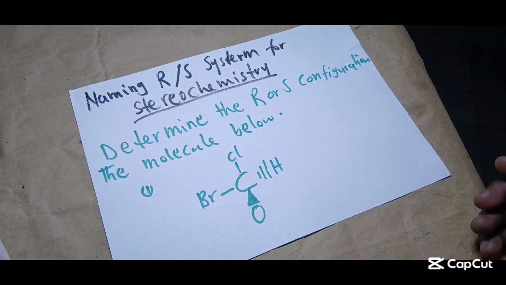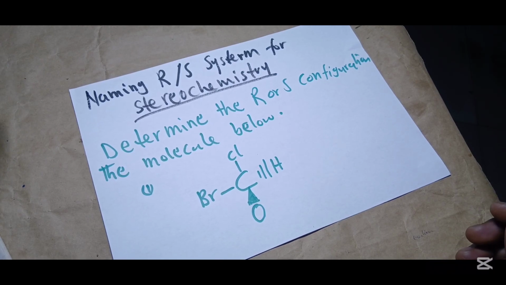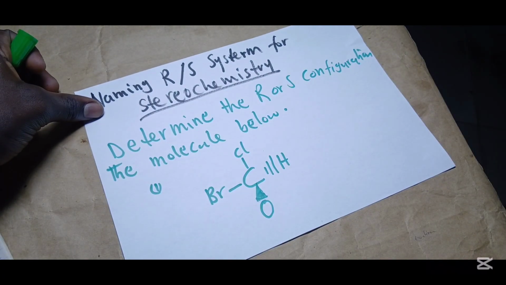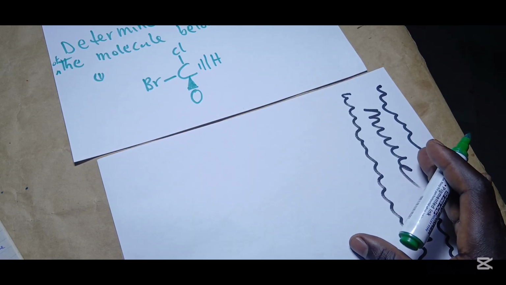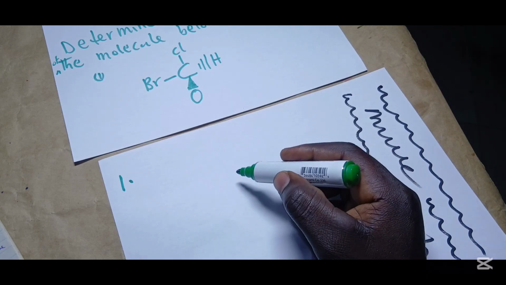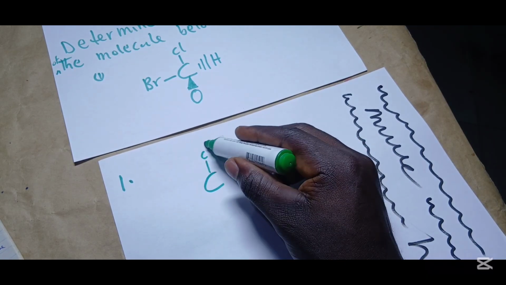In this video, we'll be looking at the R and S configuration of chiral molecules. Determine the R or S configuration of the molecule below. To determine the R or S configuration of a chiral molecule, the first thing you need to do is to locate the chiral carbon. And the chiral carbon is the carbon with 4 different groups attached to it.